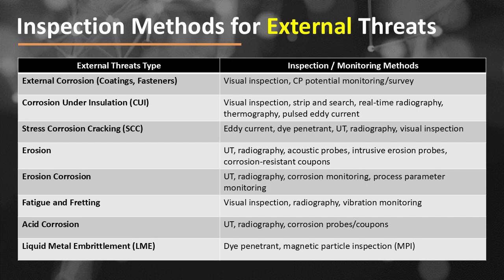Inspection methods for external threats. If the external threat type is external corrosion, coatings, or fasteners, then the inspection or monitoring methods that can be used are visual inspection and CP potential monitoring/survey.